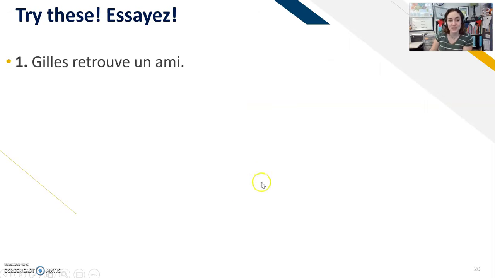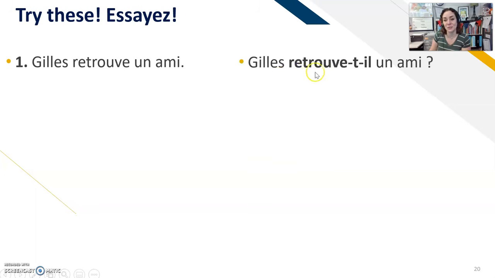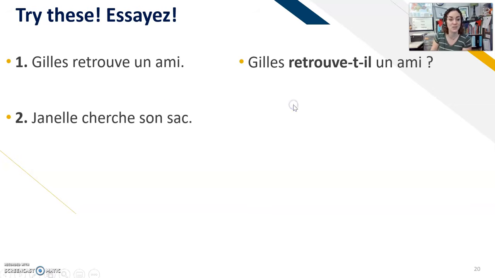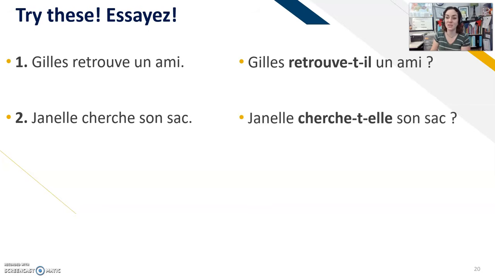For example, Gilles retrouve un ami. Gilles is a guy. Gilles retrouve-t-il un ami? So I have to insert il. I put that in to add. It corresponds with Gilles. And I need to break it up with the little T there too. Janelle cherche son sac. Think about that one. Janelle cherche-t-elle son sac? Is she looking for her bag?